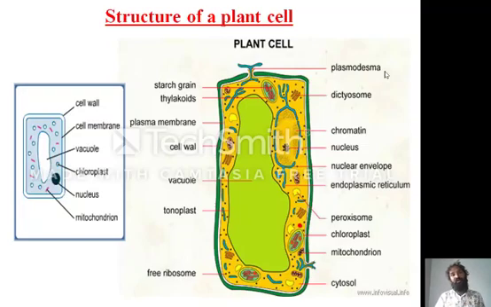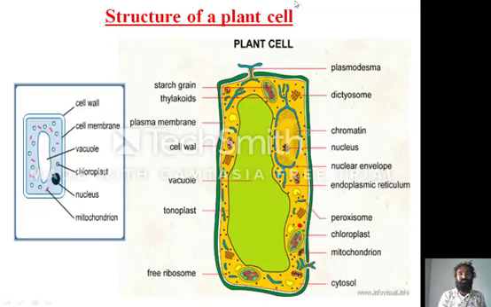Okay, are chloroplasts present in all plant cells? No, only the green parts of the plant show chloroplasts. The remaining parts of the plant do not show chloroplasts. Okay, now observe the figure here, which is a plant cell.